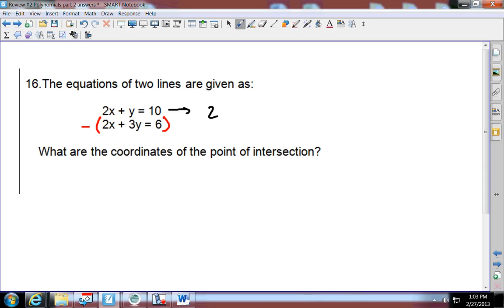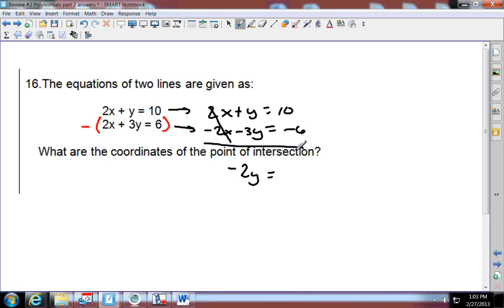This right here becomes 2x plus y equals 10. This one, negative 2x minus 3y equals negative 6. Don't forget to do all of them. Now, my x's cancel out. 1 minus 3 is negative 2y equals 10 minus 6, 4. I'll divide by negative 2. Y equals negative 2. So I've got my y number, but I still need my x.